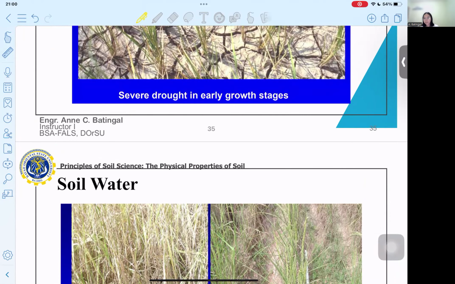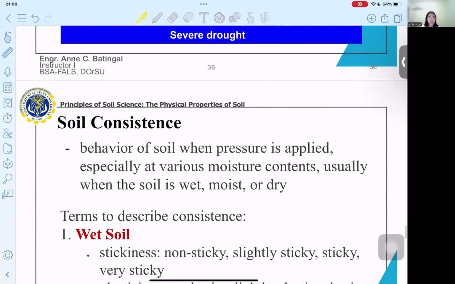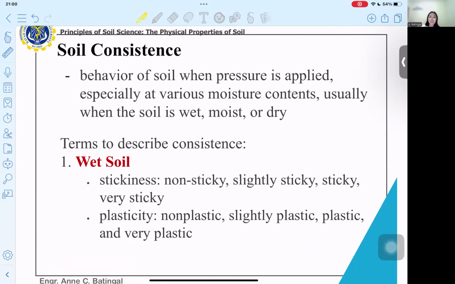Okay, so the next property of your soil is your soil consistence. Soil consistence is the resistance of your soil to deformation or rupture. In other words, it refers to the behavior of soil when pressure is applied. So, when you take a soil sample, you apply pressure at various moisture contents, and you determine whether the soil is wet, moist, or dry.